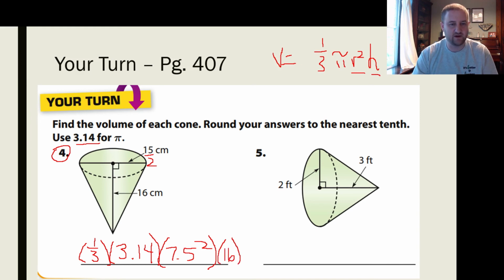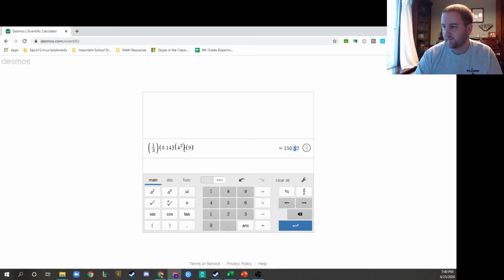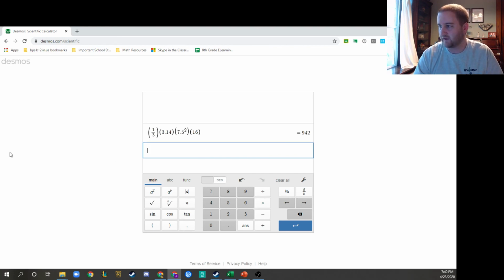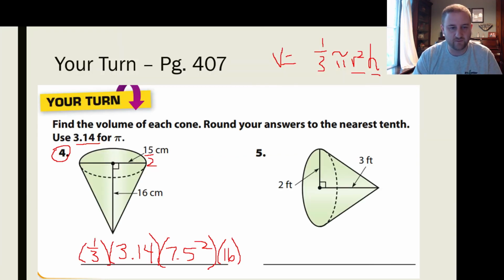Okay, now it's just a matter of plugging it into our calculator. We're just going to change this 4 to a 7.5, and we're going to change the 9 to 16. And we get an answer of 942. So that's going to be 942, and our label is going to be centimeters cubed.